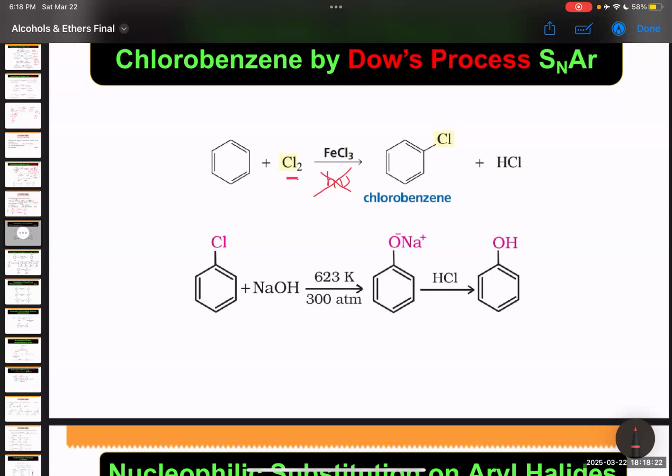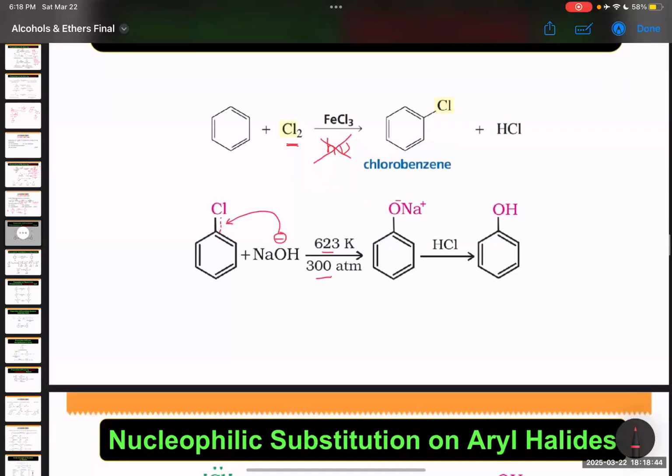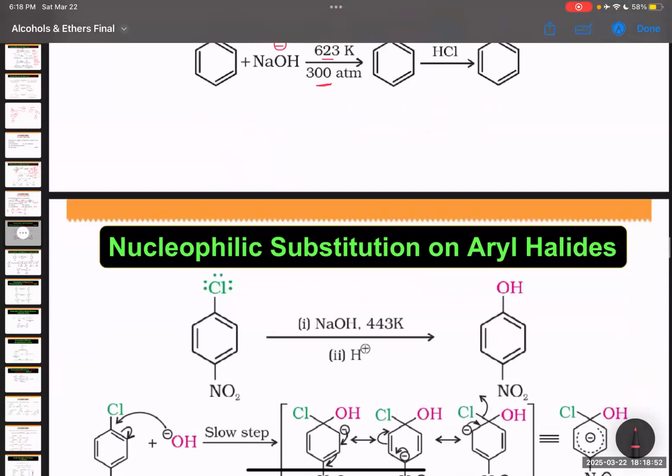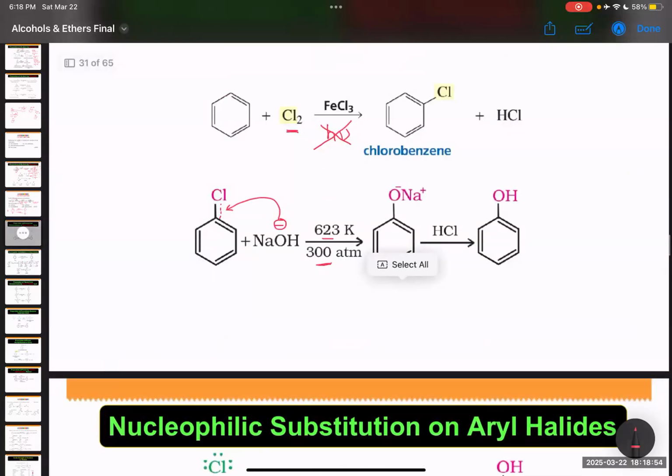This chlorobenzene, you treat with aqueous NaOH at a very high temperature. It requires very high temperature because it has partial double bond character. So it requires very high temperature to overcome this electron cloud and OH will join itself. So you require 300 atmospheres, 628 K. This is Dow's process. This is nucleophilic aromatic substitution or bimolecular NAS.